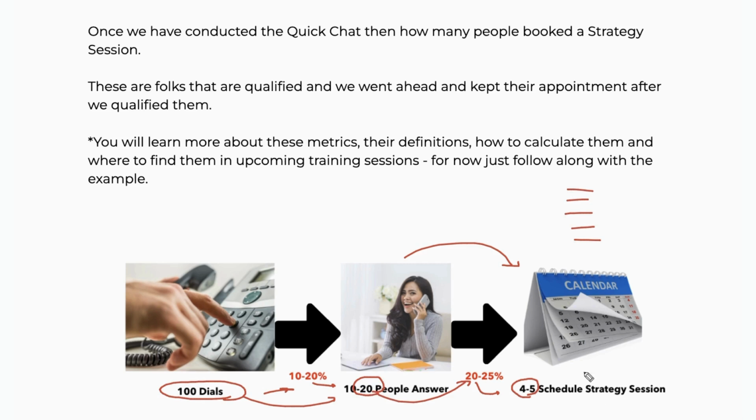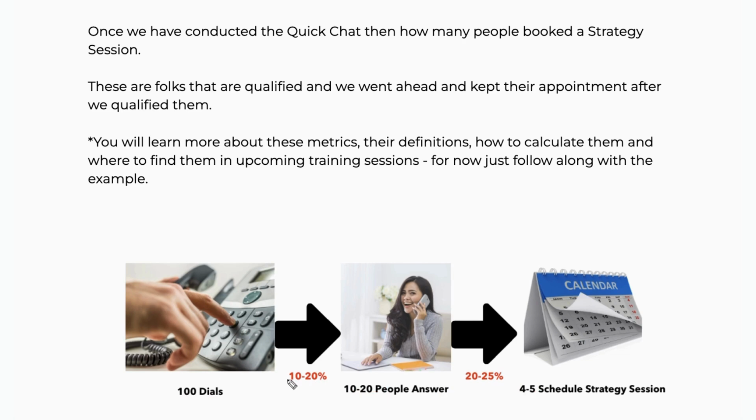Now, here's the beautiful thing about KPIs, right? No matter what happens to this number here, as long as we know the KPIs and we know what it is that we need to aim for in a perfect world, we are always going to be successful. So we can change this number, the volume, at any given time. So let's say we change the volume to 50 dials instead of 100.